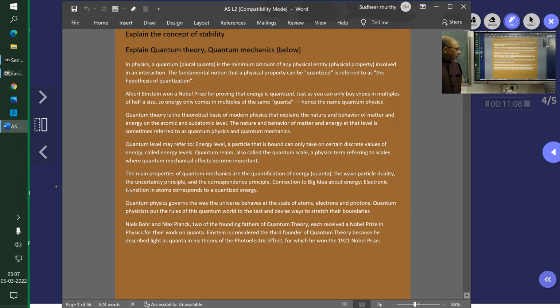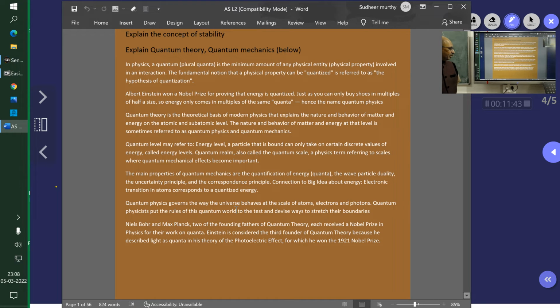And of course, there is a wonderful theory called the uncertainty principle. We will study that, which is also based on this quantum theory, and the correspondence principle. There is one more principle, just as I have mentioned. Connection to the big idea about energy: electronic transitions in the atom correspond to quantized energy. So we are going to make use of quantum theory in all these things, and we find different properties of quantum mechanics used in these different phenomena that we can explain.